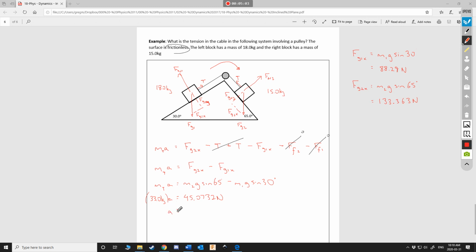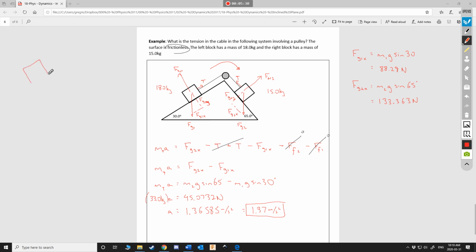Divide both sides by 33, and you get 1.36585 meters per second squared. So that's our acceleration. If this was our final answer, we'd round that to 1.37 meters per second squared and stop there. But we're asking for the tension. So I can look at either of these two blocks, the 18 kilogram block or the 15 kilogram block.